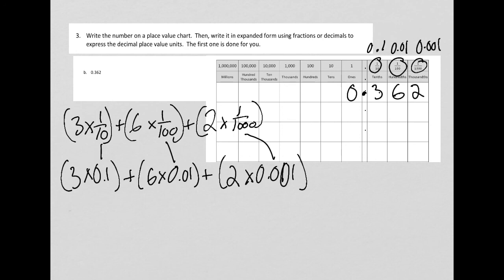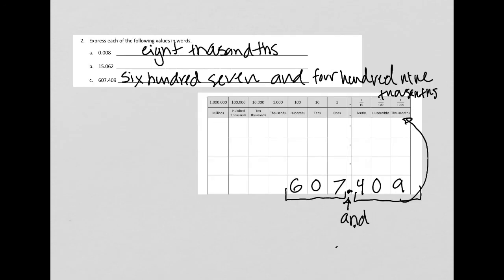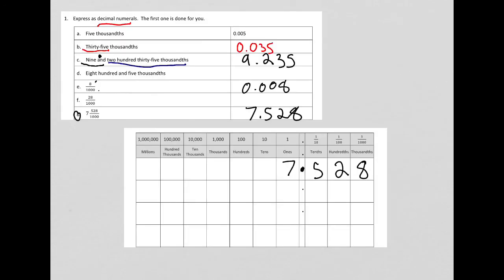So these are really the main things we're looking at: expanded form, word form, and decimal form. Those are our main ways we're looking at this, and we're going to practice this some more, but I wanted to expose you to each of those main ways.